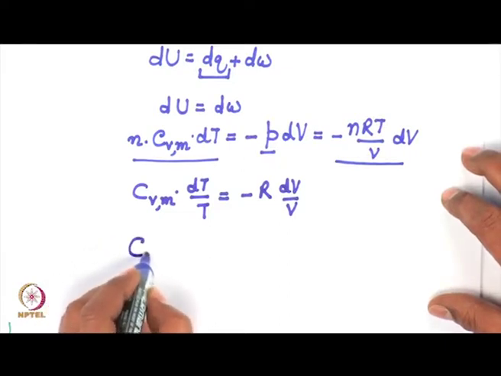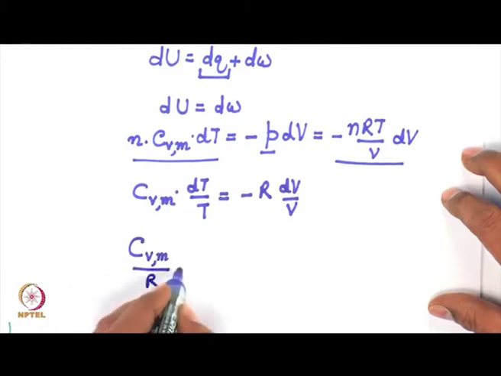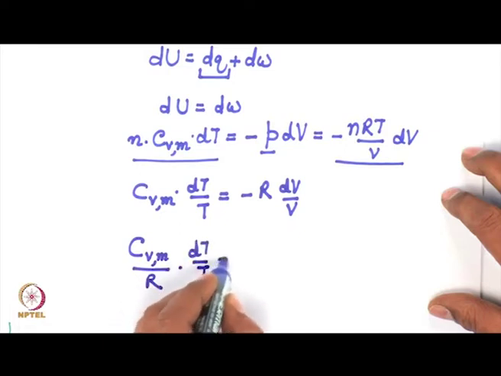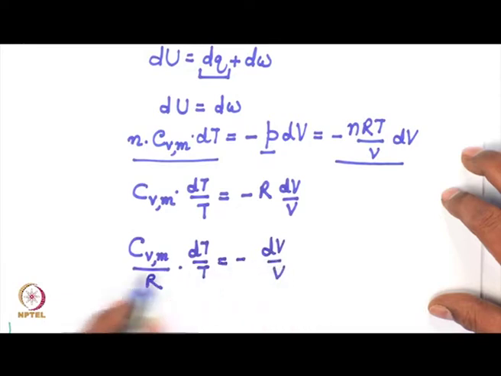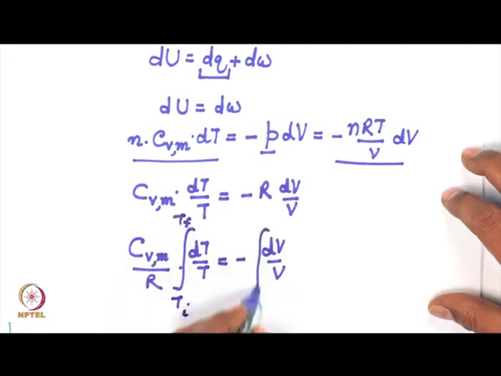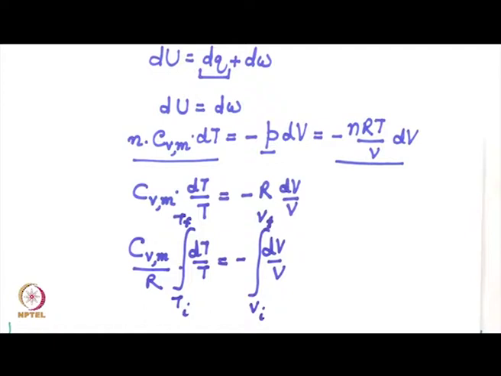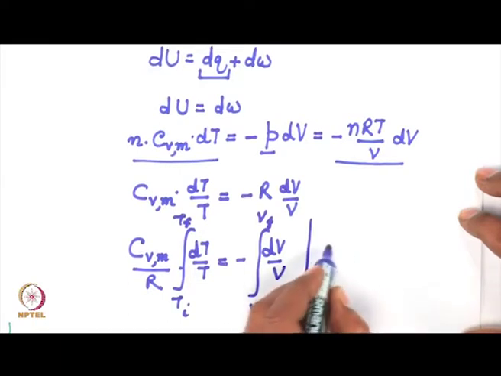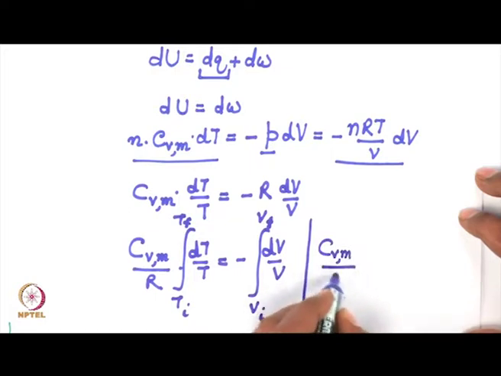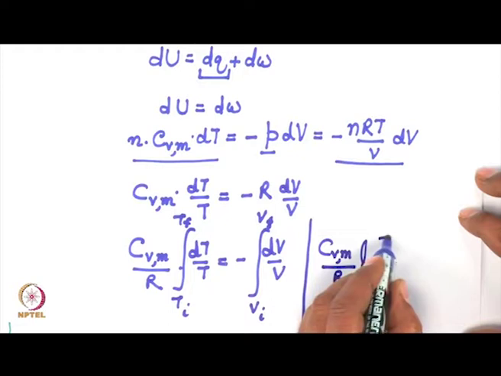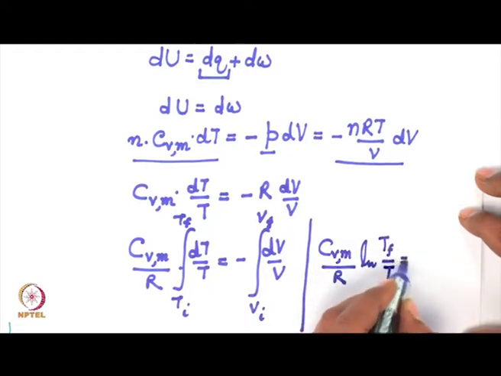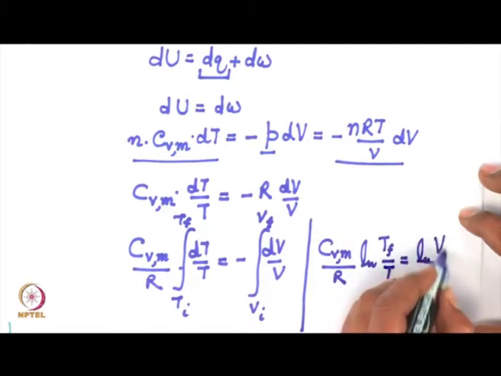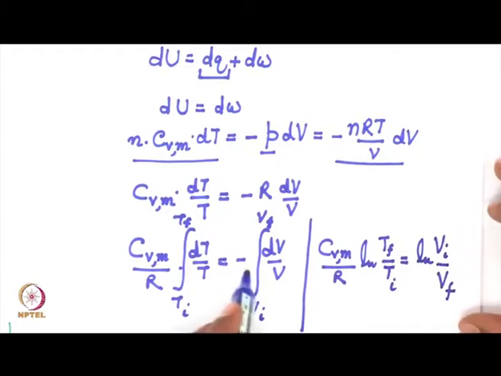Or I can write this as CVm by R into dT by T is equal to minus dV by V. And if I now integrate from Ti to Tf, Vi to Vf, then what I get is CVm by R log Tf by Ti is equal to log Vi by Vf. I am consuming the negative sign.